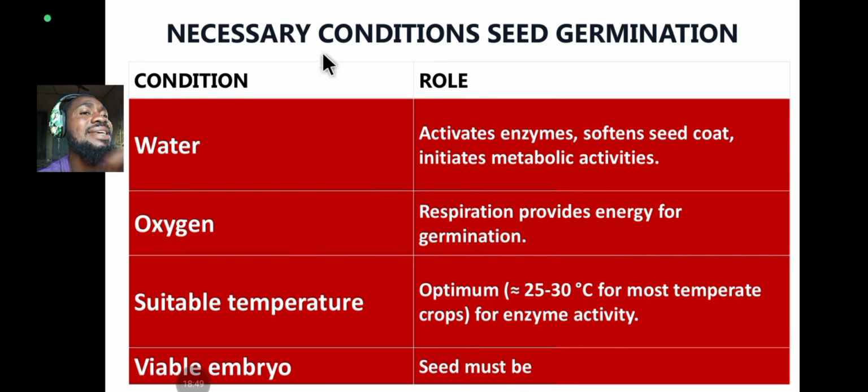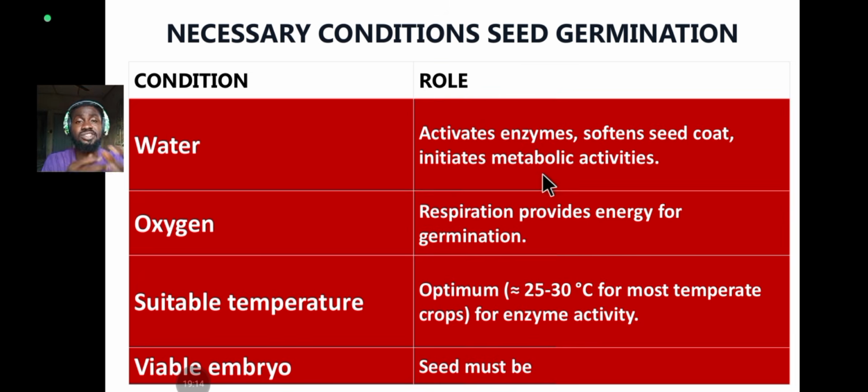Let's look at the necessary conditions that favor germination. The necessary conditions that favor what? Seed germination. On the left side of the table, we have the condition, while on the right-hand side of the table, we have the role of that particular condition. The first element is water. Water is required for germination. Why? The role is that it activates enzymes and it softens the seed coat.